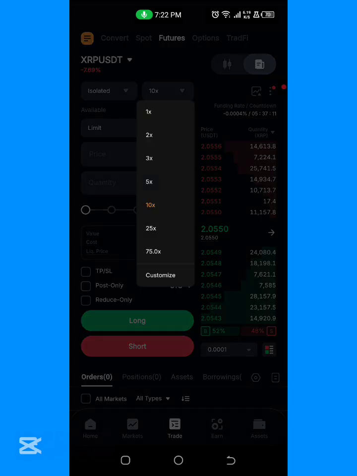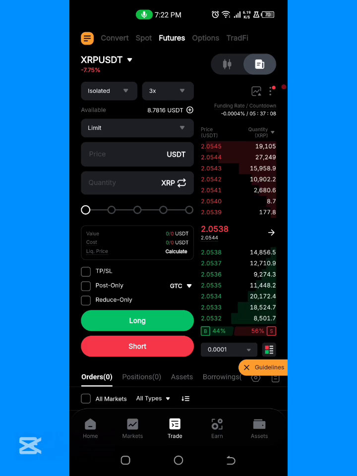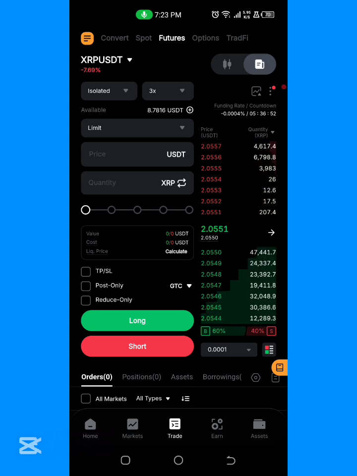In fact, you can start from a 3x leverage, though you may not make much money depending on your margin. That is the money you put down to trade. If you put huge money, with 3x leverage, you can still make money. Now, that is for leverage.